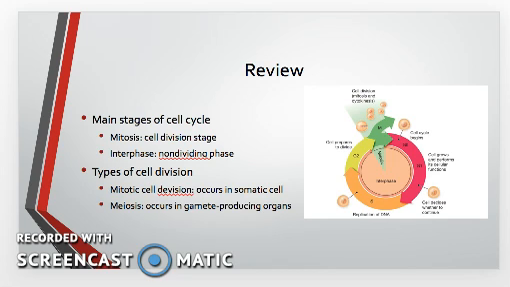Types of cell division: mitotic cell division occurs in somatic cells, and meiosis, not sure how you say that, occurs in gamete-producing organs. And I think that gamete is like the sexual organs, like when the sexual organs come together, like embryonic and that kind of thing. And I think somatic cells are the cells of other parts of the body. But definitely verify that information for yourself, because that's just kind of what I looked up.